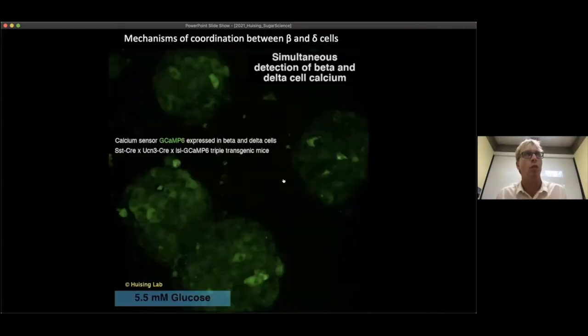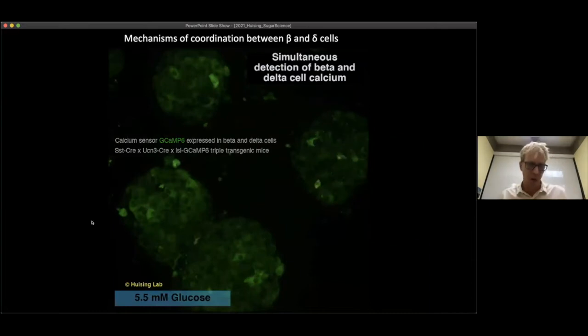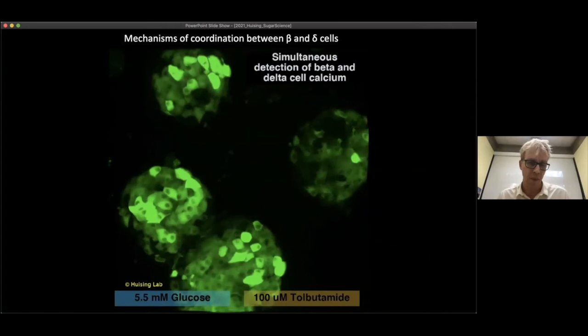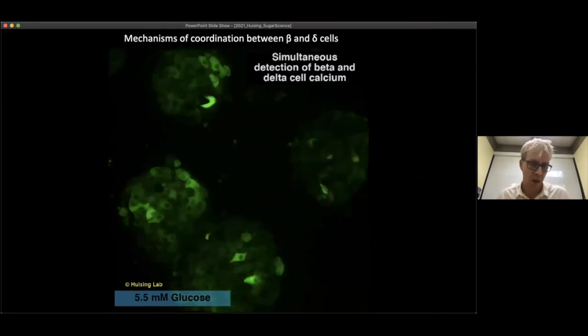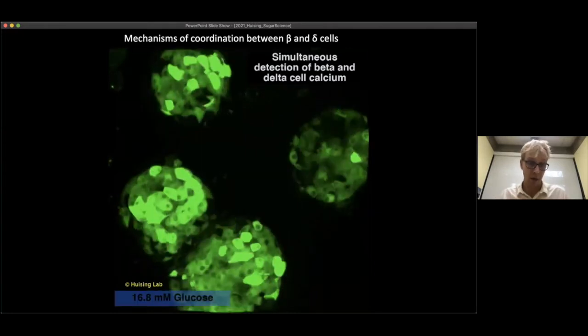And just to illustrate how one goes about doing this, without going over the whole data set, for which there's no time here, this is basically a set of islets where we are simultaneously visualizing both beta and delta cells. And I'm going to simply take you through it. It's an 80-minute recording, and we're going to go through a couple of different stimulations. Tolbutamide will activate both delta and beta cells, and then we're going to wash that out. And then we see delta cells retaining activity. And now we're going to go with glucose, and you'll hear delta cells come on first, and then beta cells.